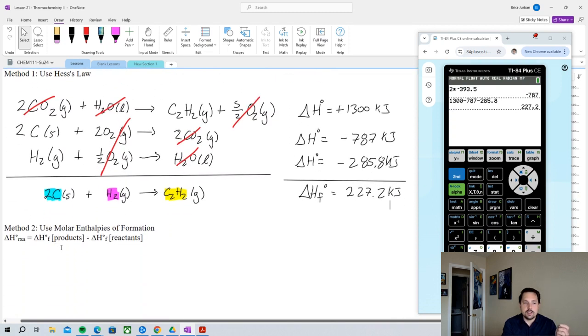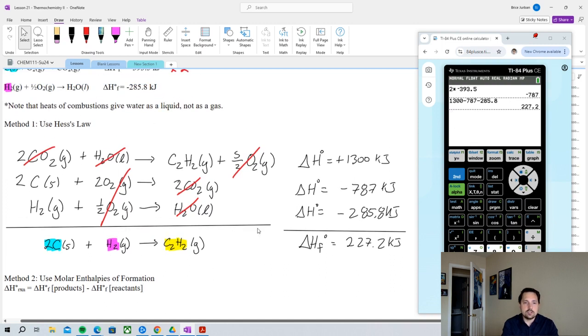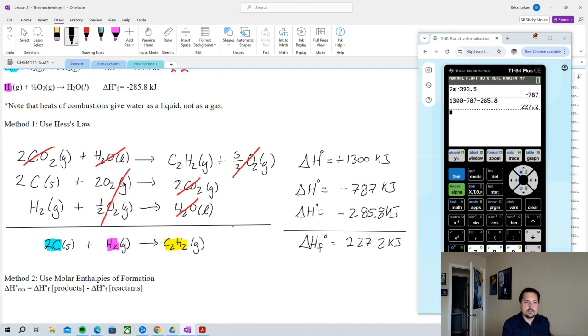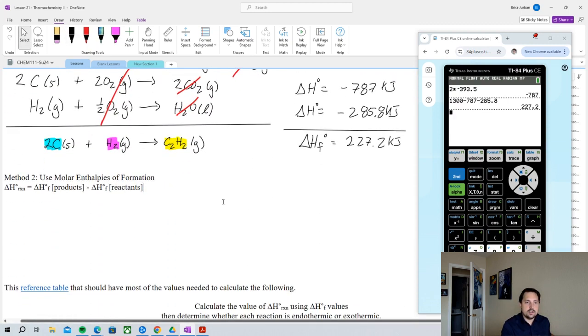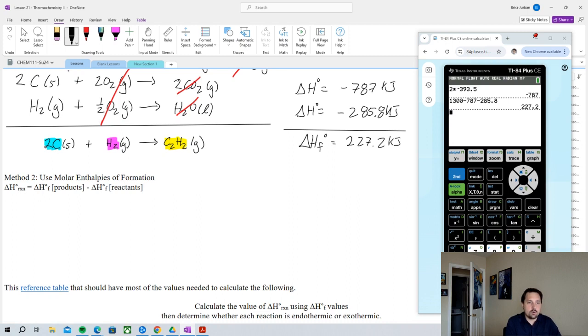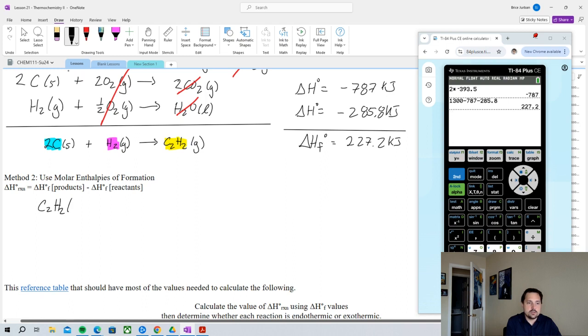But really what we're doing here is we're making use of this shortcut. The heat of any reaction is just going to be equal to the heat of formation of the products minus the heat of formation of the reactants. So let's look at this one more time and see how we can make use of this formula. So I'll rewrite the combustion reaction. So C2H2 plus oxygen gives us CO2 and water vapor.